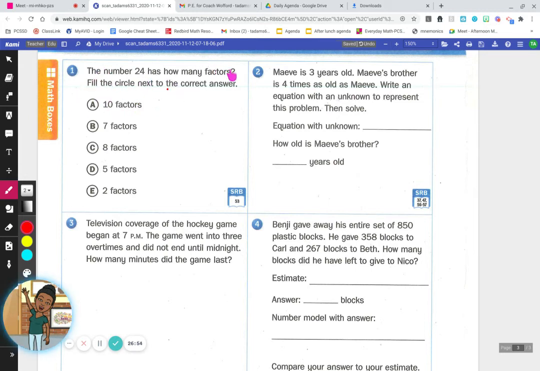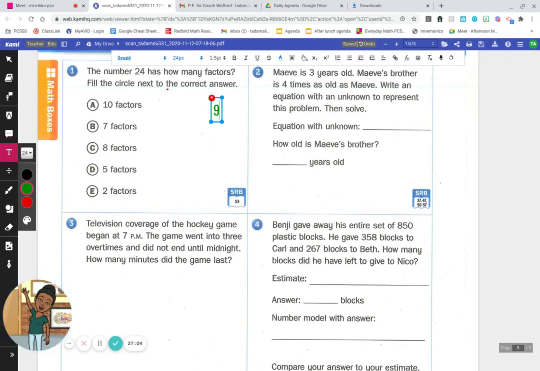For the last page, your math boxes, the number 24 has how many factors? Fill the circle next to the correct answer. You can actually circle it. Circle how many factors the number 24 has. What is a factor? The numbers that can be multiplied. So for example, if my number is 9, how many factors does 9 have? 1 times 9 equals 9. 3 times 3 equals 9. So 9 has 1, 2, 3 factors. 1, 9, and 3. These are the numbers that can be multiplied that will equal 9.